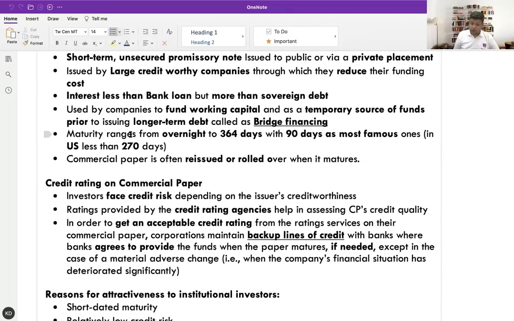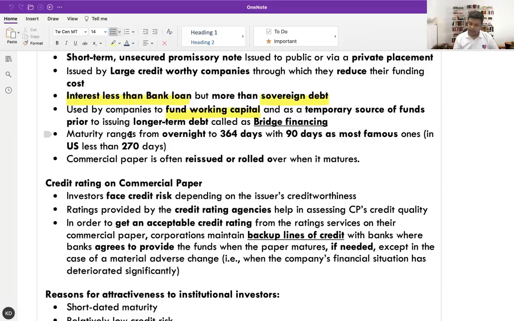So why would I go for direct issue? Because I don't need a mediator like a bank, since they are going to charge me for it. So overall, the interest is less than the bank loan, but more than the sovereign debt. Why? Because here the credit rating is generally better for the company, right? It is used by companies to fund their working capital needs. Why? CPs are generally issued for less than 1 year, so they fall under money market securities, right?